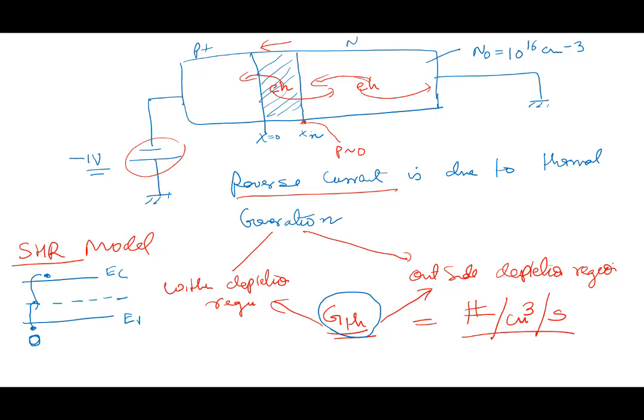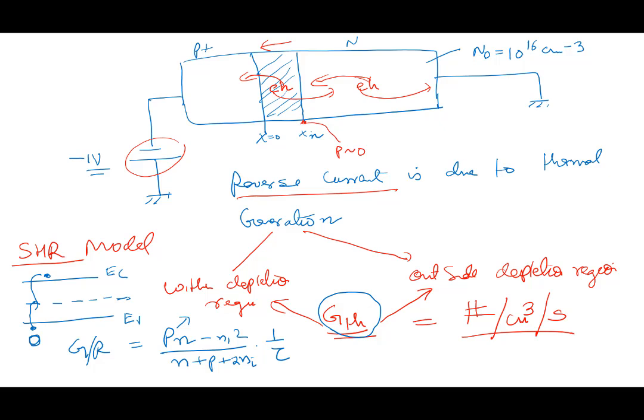A very simple model for thermal generation rate is, if you have a defect right in the middle, let's say, then you can show that the generation-recombination rate goes as (pn minus ni square) divided by (n plus p plus 2ni) times 1 over tau. If the product pn is greater than ni square, what you have is recombination, which means the product of holes and electrons is more than ni square.